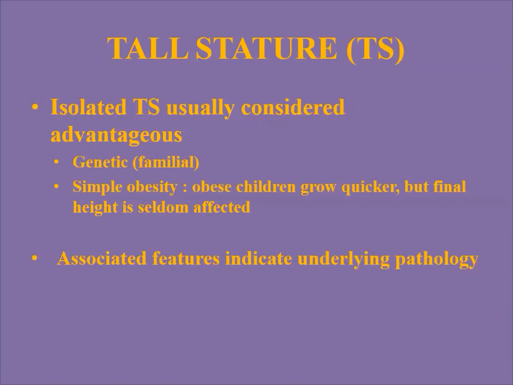Let's see something about tall stature. Now, isolated tall stature would be seen as advantageous. No one will bring their child and say, my child is tall, unless there is some associated feature. So normally it is genetic. Tall parents have tall children. It's a familial thing. And another thing, in childhood, some children eat and become fat and they grow taller quickly. But the final height will be the same, right?